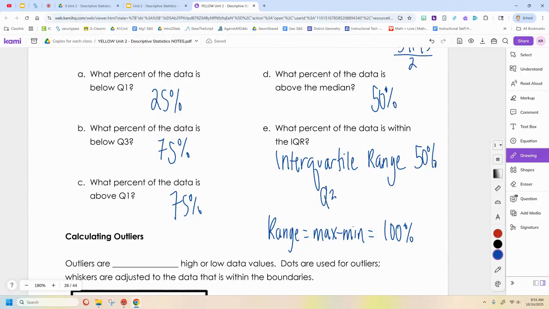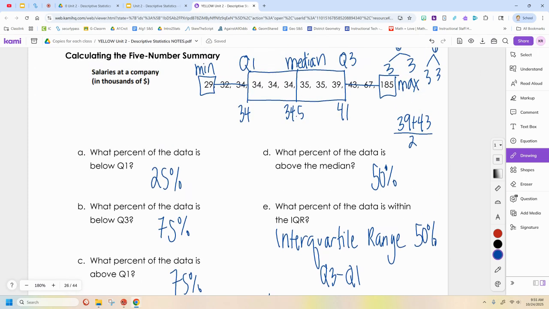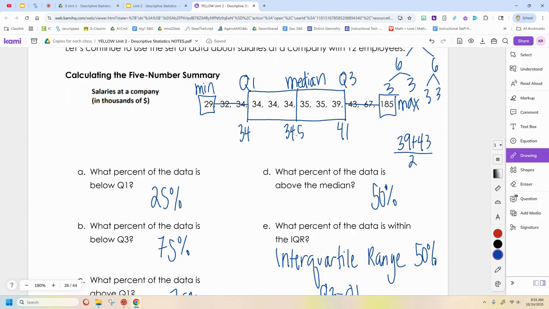It's Q3 minus Q1. So if I were to talk, I'm going to scroll back up real quick. If I were to talk about a typical salary at this company, I wouldn't say a typical salary is the 185, would I? I would say a typical salary is between 34 and 41,000, because that's the middle 50%. Now, this could be somebody that's just been hired, right? Maybe they're an apprenticeship. This is the owner. This is the manager, right? They are at different levels than the other people.